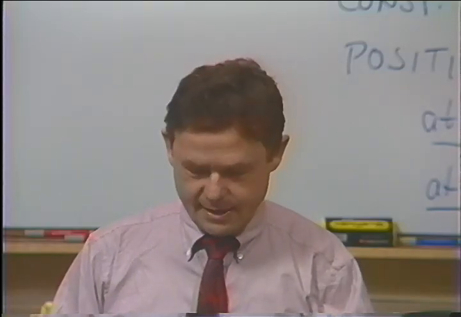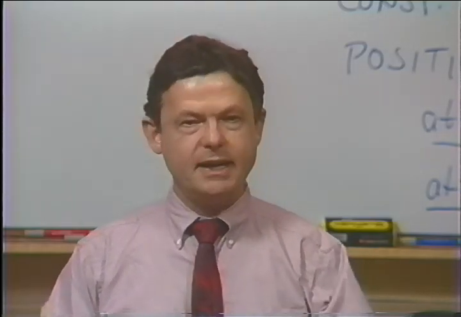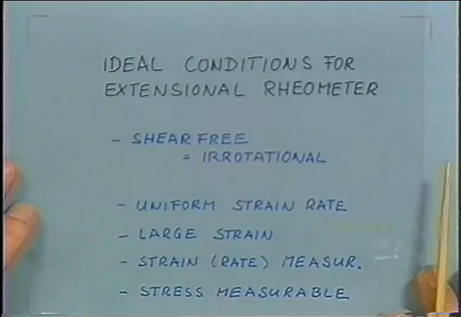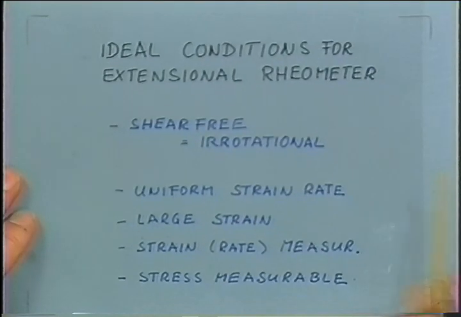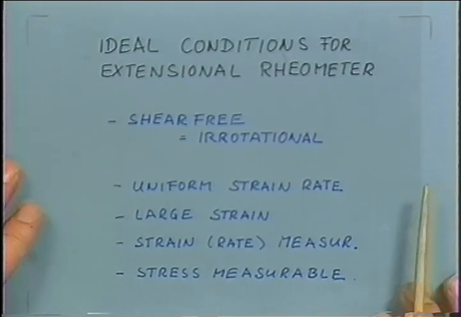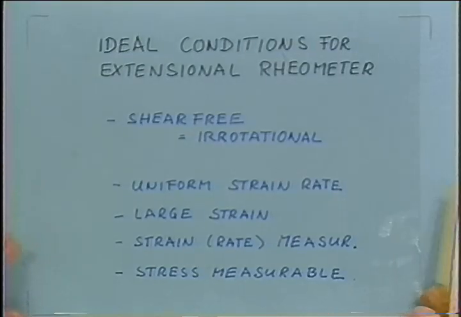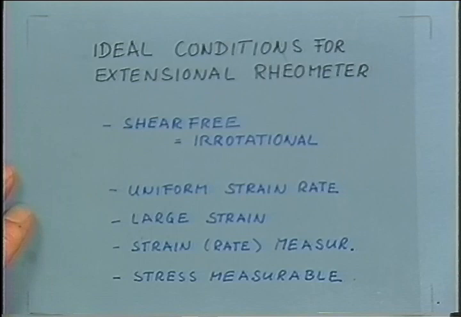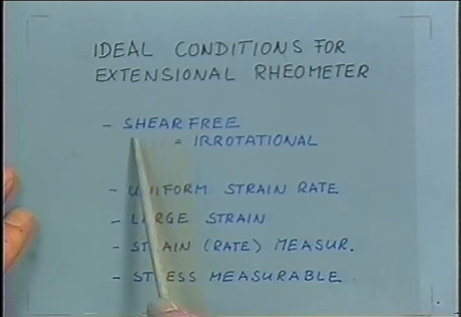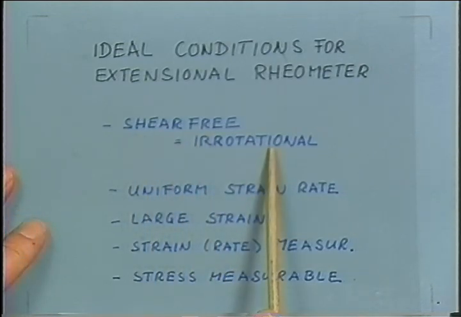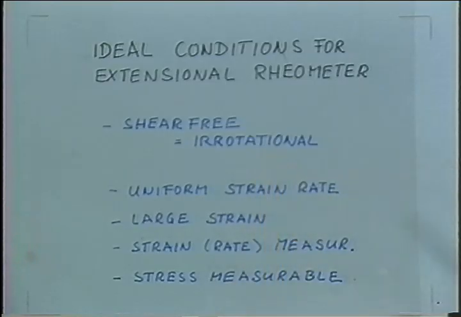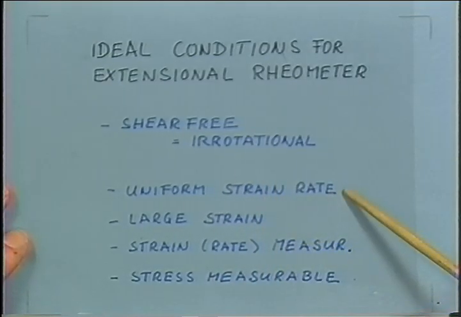The actual rheometer is not so easy to build. There's a wish list now which I want to discuss with you. What would we like to have, what would be the ideal extensional rheometer? Certainly we would like to produce this irrotational flow as defined on the blackboard, and we would like to have uniform strain rates, have a homogeneous extensional flow. Could be time dependent, but homogeneous.